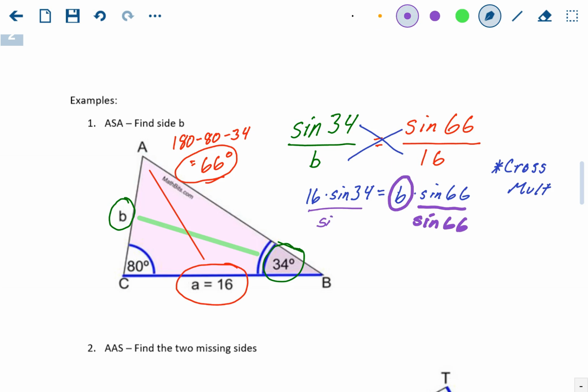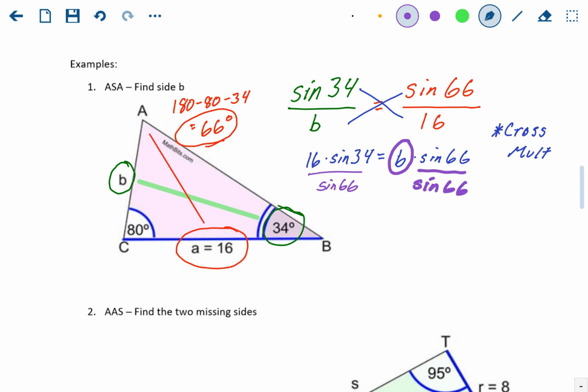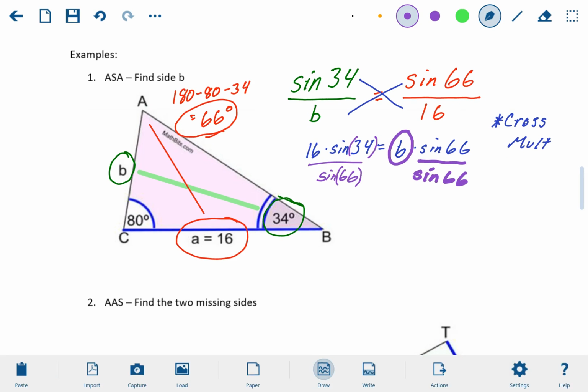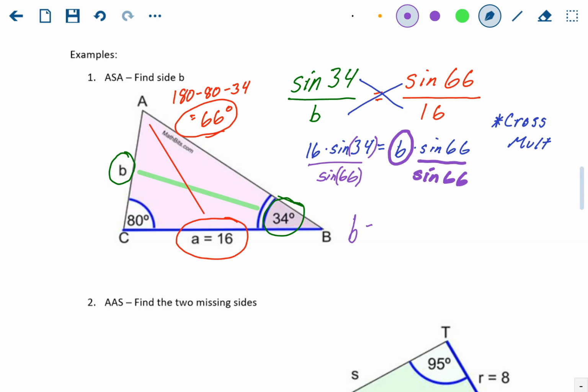Now again, with all things in trig, you're going to need to have a calculator handy. But you can punch that all in the calculator all at once. Do 16 times sine 34. Now you would have to close the parentheses. Divided by sine of 66. Again, the calculator will give you the parentheses automatically. So side B is just equal to 16 sine 34 divided by sine 66. And you should get a length of B of about 9.8.